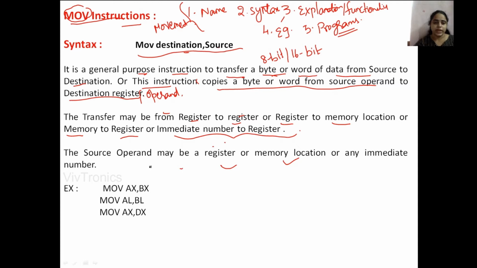You can see MOV AX, BX. This instruction copies the data of the BX register to the AX register, because this is source and this is destination as per the syntax. MOV AL, BL copies BL register content to the AL register. MOV AX, DX means from DX to AX will go. Next one, MOV AL, [SI]. MOV AL, [SI] means the content of SI is copied to the AL register.